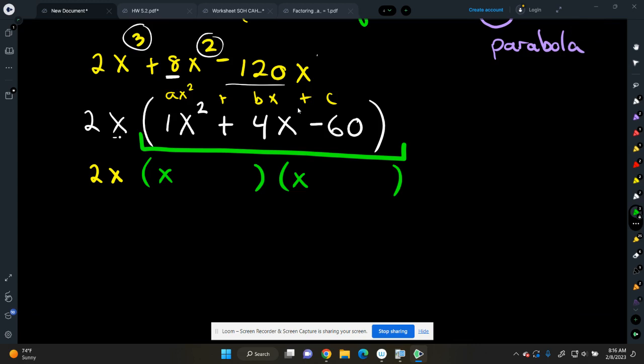Pat, Gotta find one that adds up to the 4. Adds up to the, you're right, adds to 4, but multiplies to negative 60. Good.